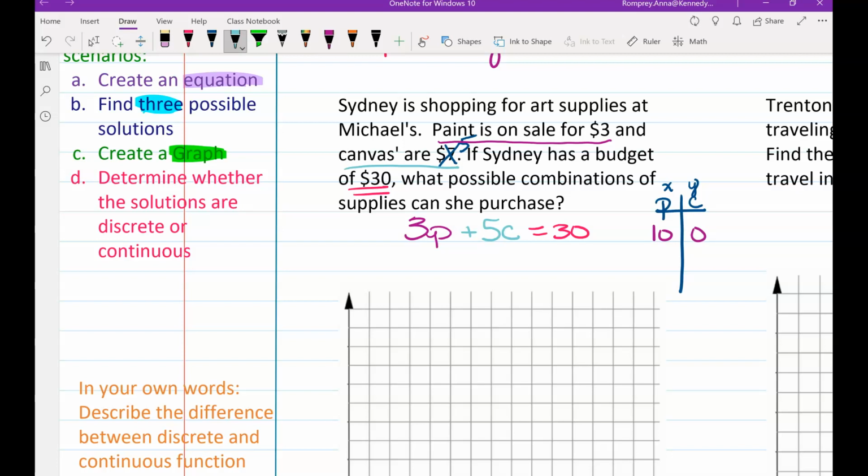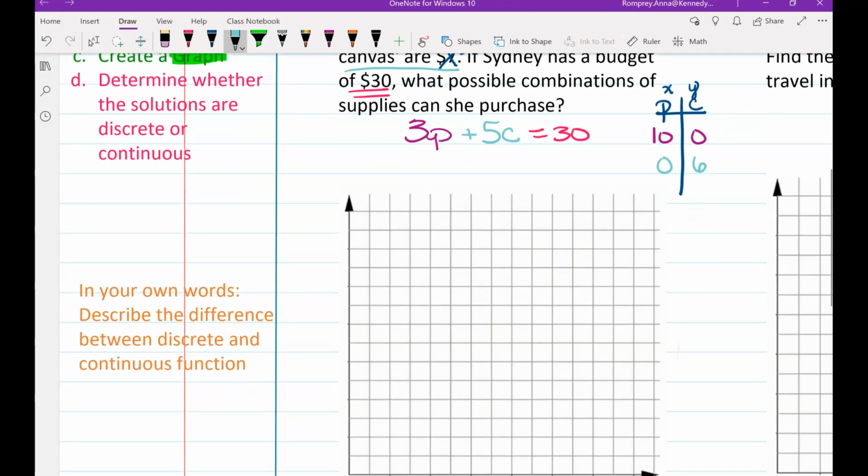Does that make sense? Now, what would the maximum number of canvases we could buy if we didn't buy any paints? So again, if it's $5 per canvas, 30 divided by 5, I could have a maximum of 6 canvases if I bought no paint. Now, why did I do that? Because I'm looking at the max. What's the maximum number of paints I could buy? What's the maximum number of canvases I could buy? And then from there, we can find some other pairs.